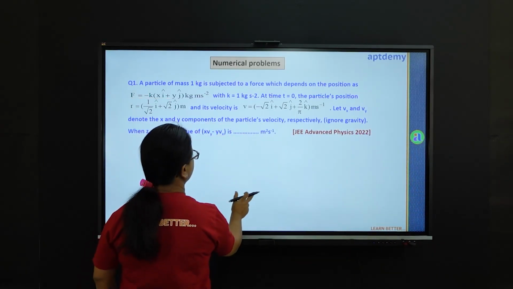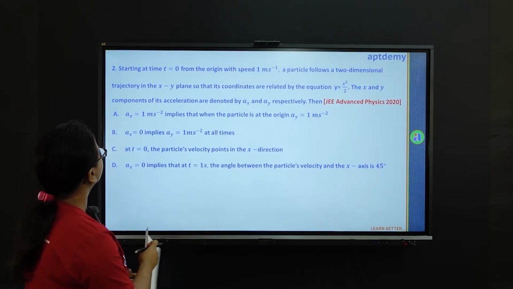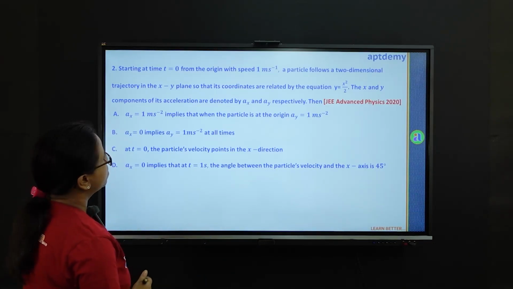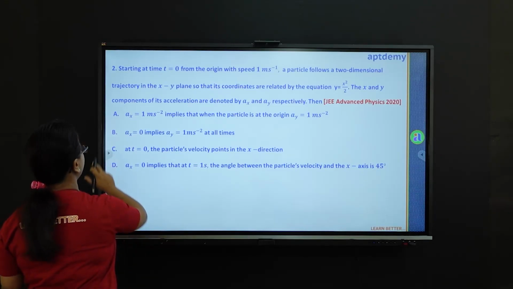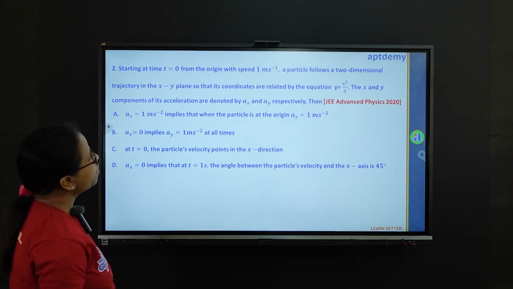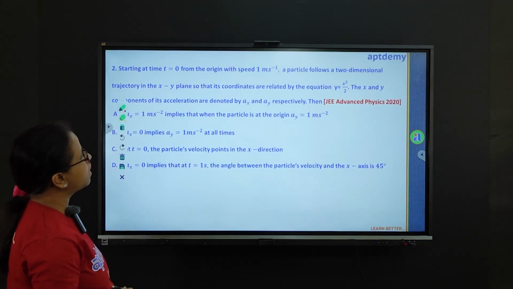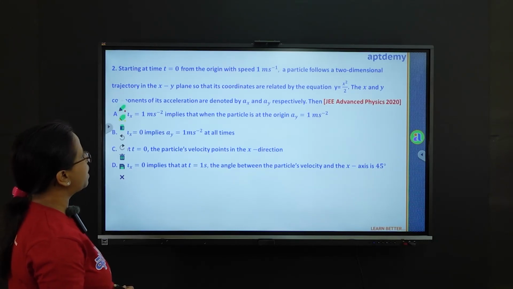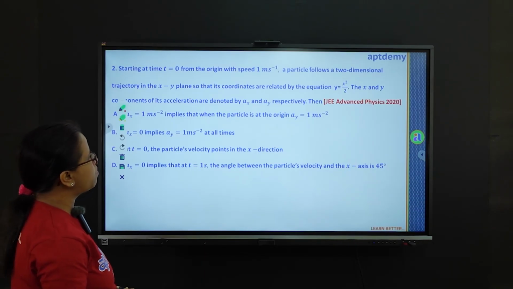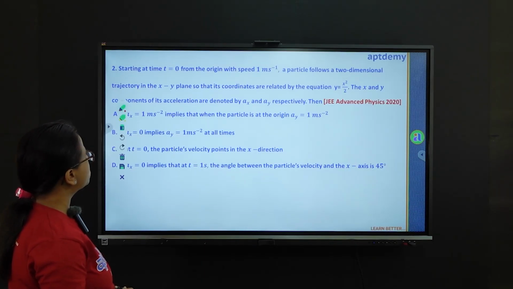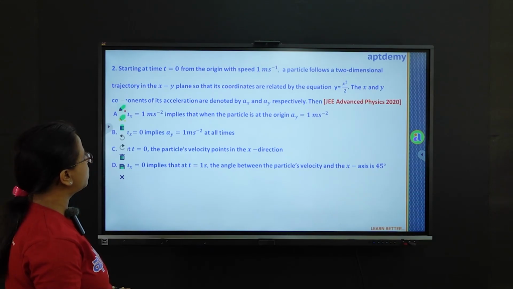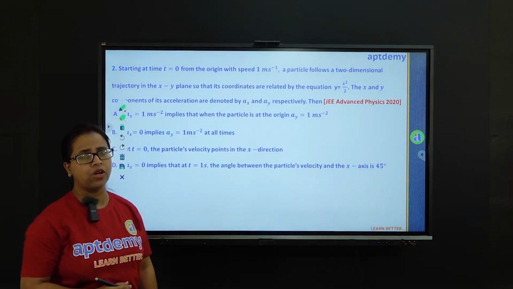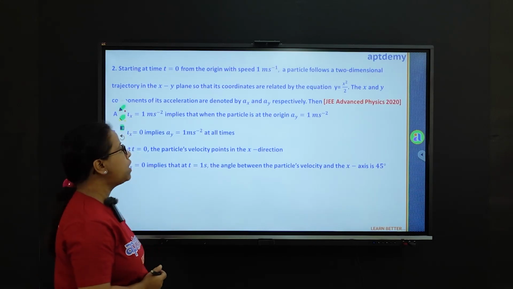Now let's move on to the next problem. Starting at time t equals 0, from the origin with speed 1 meter per second, a particle follows a two-dimensional trajectory in the xy plane so that its coordinates are related by the equation y equals x square by 2. The x and y components of its acceleration are denoted by ax and ay respectively. Then which of the following options will hold good?